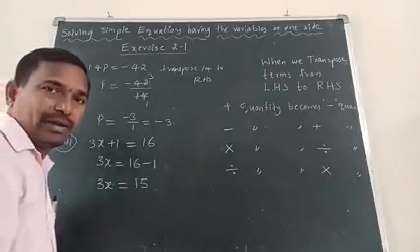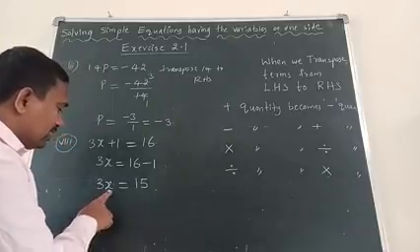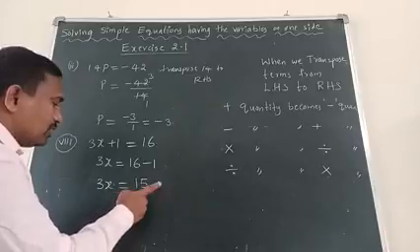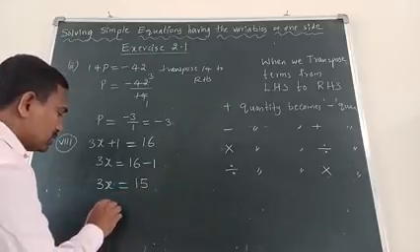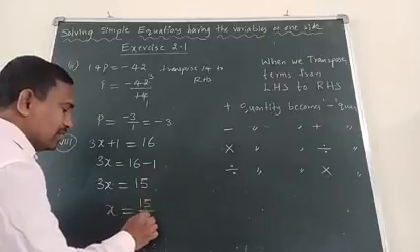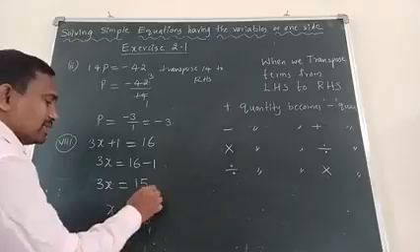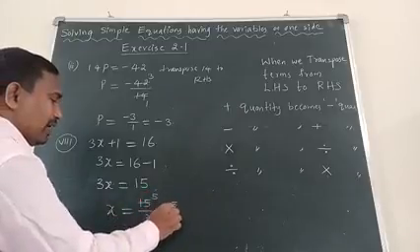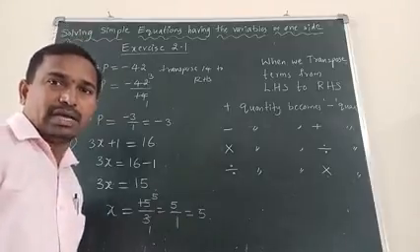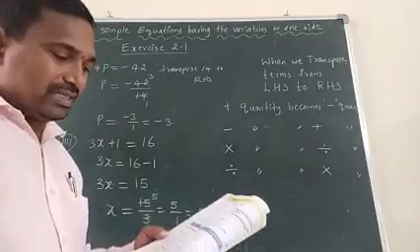Now we find the x value. To find the x value, here 3 into x, 3 is multiplying. So transpose 3 also to RHS. Since 3 is multiplying, it transposes to RHS as division: 15 by 3. 3 ones are 3, 3 fives are 15. That is 5 by 1, value 5. Like that we have to solve this first exercise's problems.